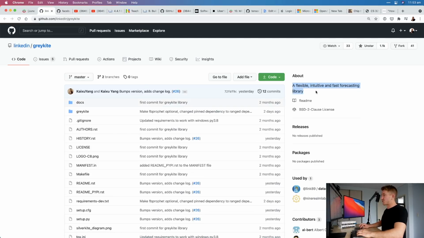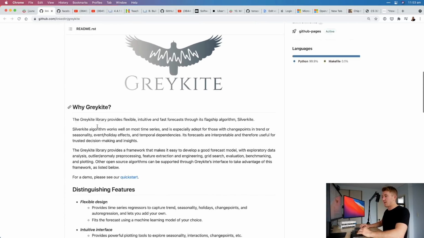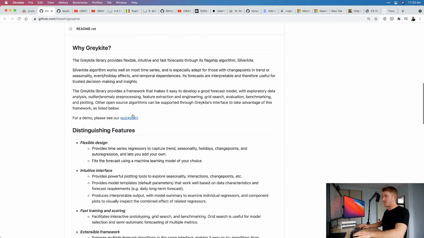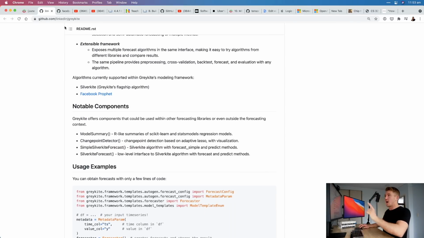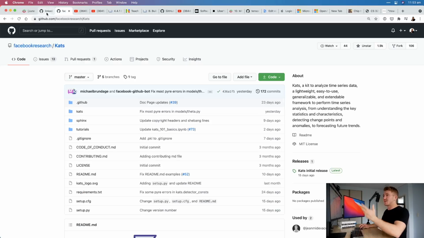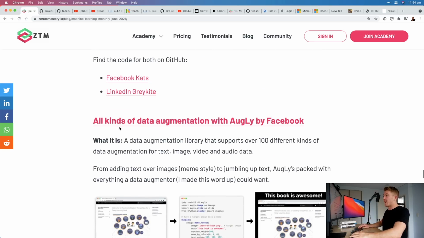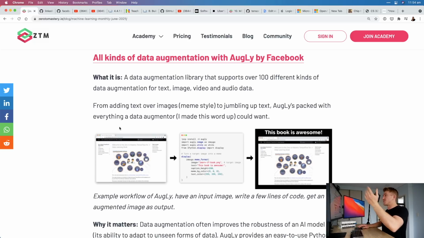We have a flexible, intuitive forecasting library. We have Greykite, quick start, tutorials, etc. If you're doing anything to do with time series, bookmark both of these, and I'm sure you'll find something useful in there. Speaking of open source best practices, we have all kinds of data augmentation with AugLy by Facebook.